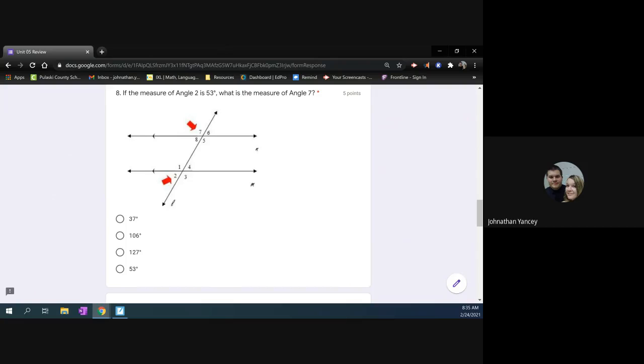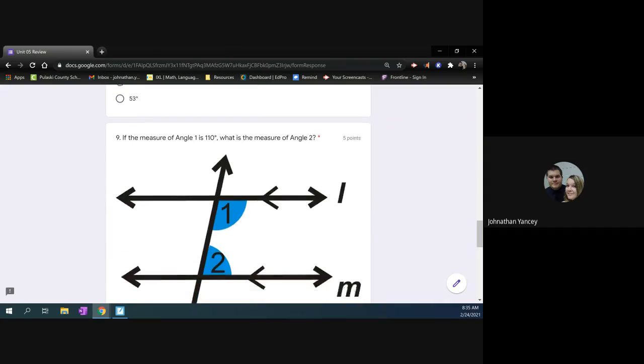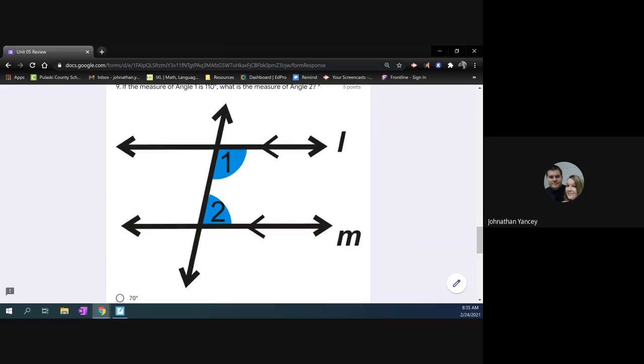He's got this. There you go. So 180 minus 53 would give us 127. So we're good. All right, Brad, you seem pretty confident. So what about this one?